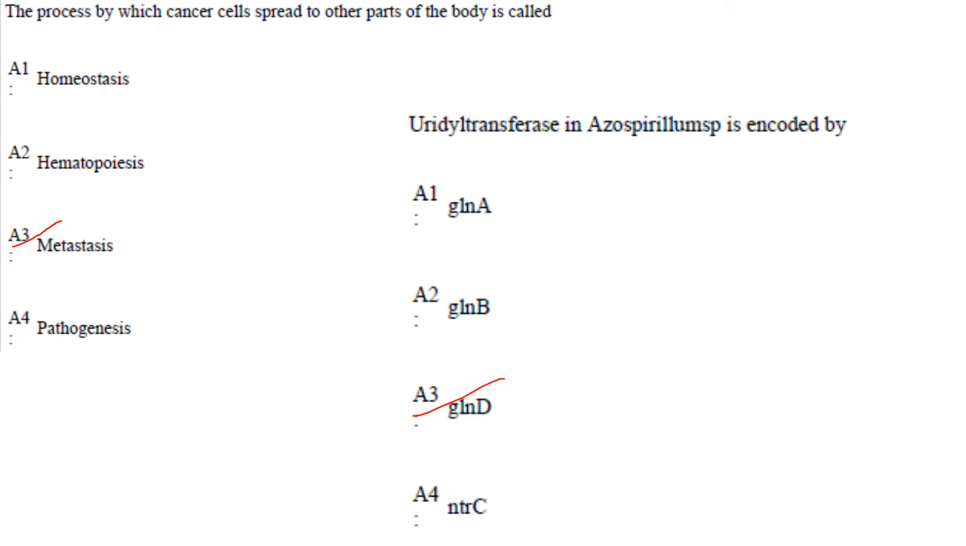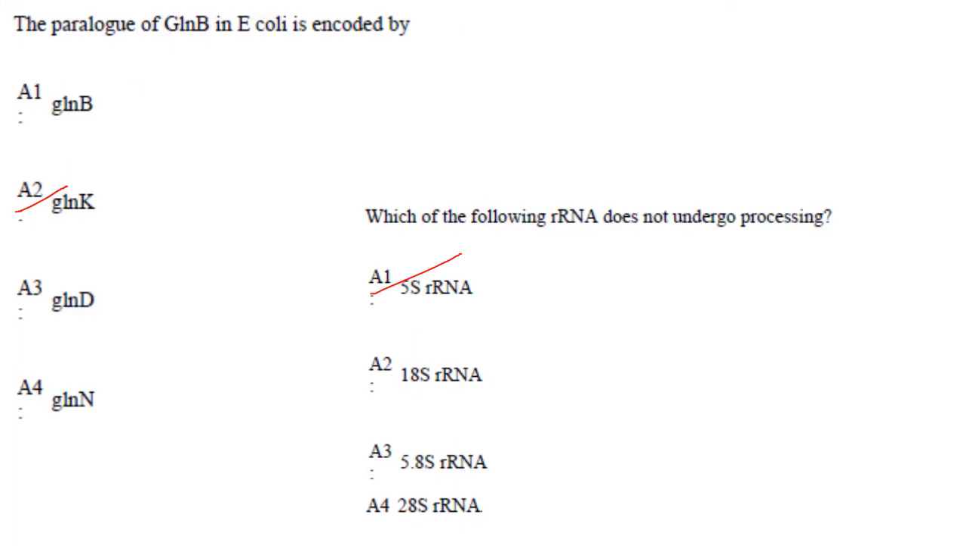So it is by GLND. Answer is option 3. Then the paralog of GLNB in E. coli is encoded by GLNK. Answer is option 2. Which of the following rRNA does not undergo processing?